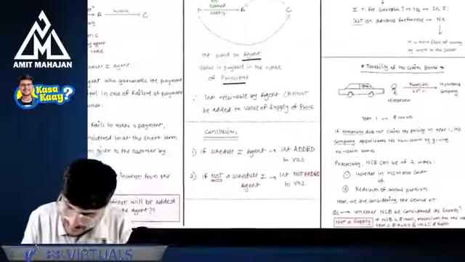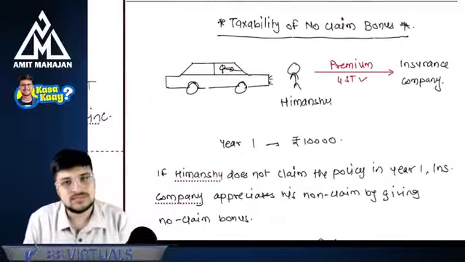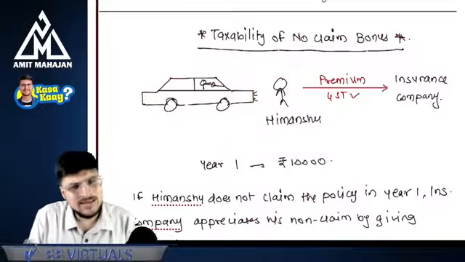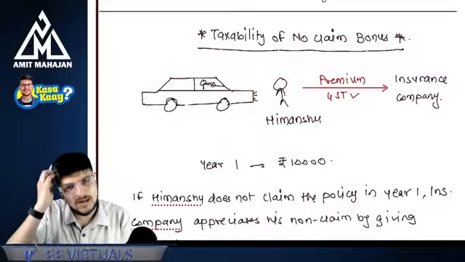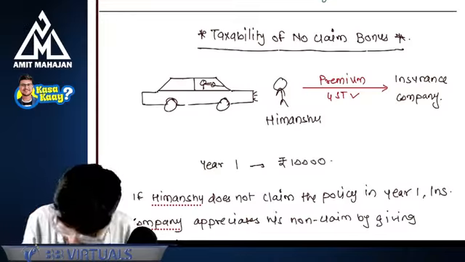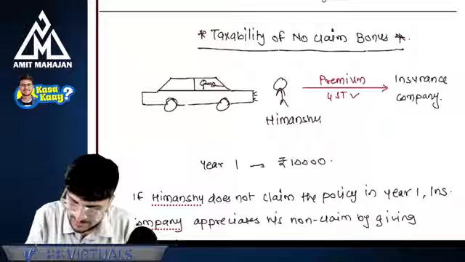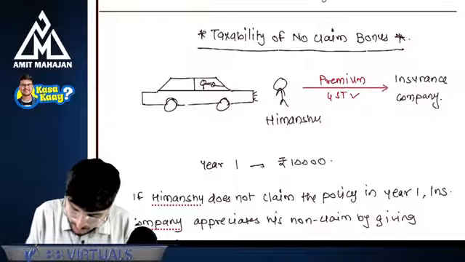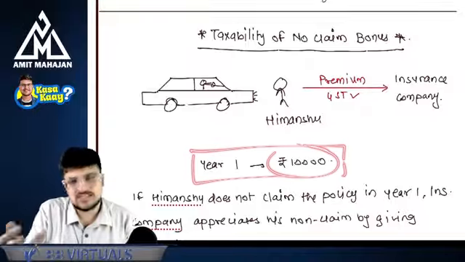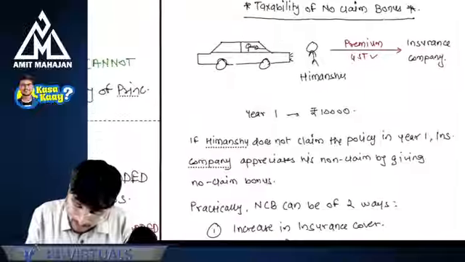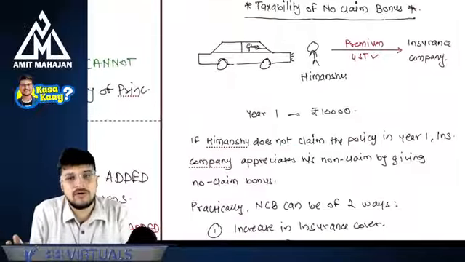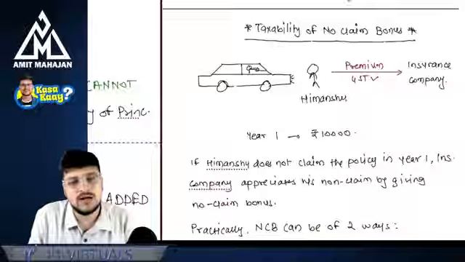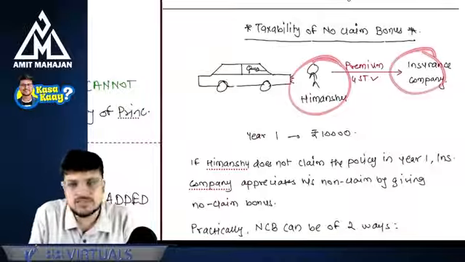Perfect. No problem. Okay. And the last point is no claim bonus. There is one person called Himanshu. He has a car and he has taken insurance of that car from an insurance company. So, of course, when Himanshu pays the premium to this insurance company, he has to pay the GST. Okay. So, in year one, the premium amount is 10,000. So, on 10,000, GST is paid. Now, if Himanshu does not claim on the policy in year one, which means nothing happened to Himanshu's car, then of course Himanshu did not have any claim with the insurance company.